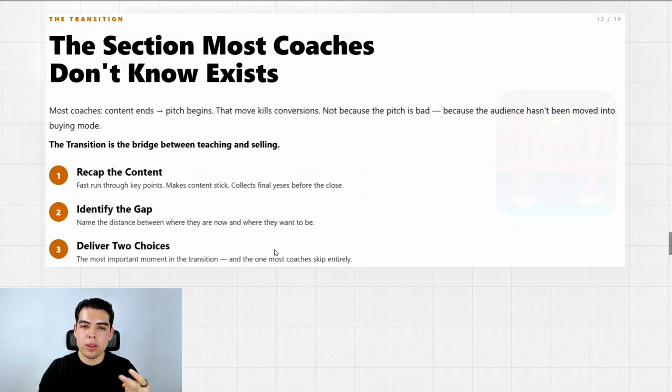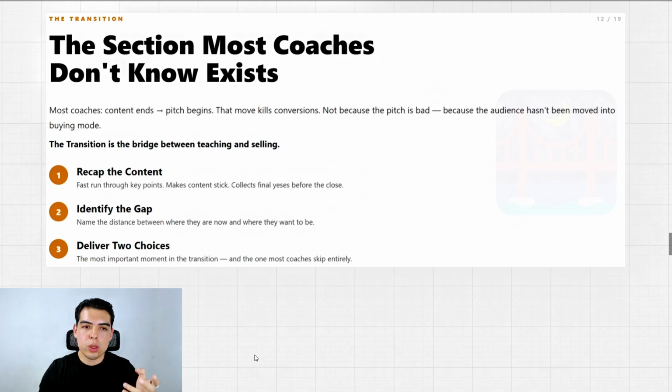This recap does two things specifically. First, it makes the content easy to remember, and it collects final yeses from the audience before the close begins. Second, it identifies the gap. After the recap, you name the distance between where they are right now and where they want to be. Here's what you know now that you didn't know at the start of the webinar. Here's the gap between knowing it and having it built. That gap is what creates the reason to keep paying attention.